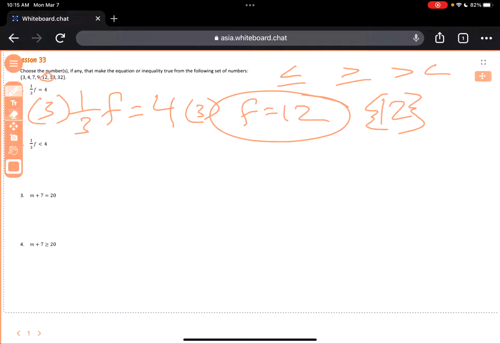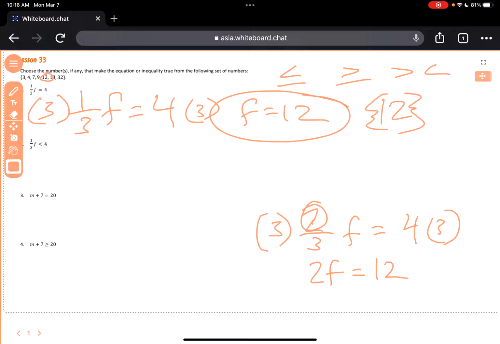Now watch. What if it had been, this is not the problem, but what if it had been 2/3 F equals 4? What would you do? You still want to start out by multiplying by that denominator. So let's multiply by the denominator. Do it to both sides. What's 3 times 2/3? Well, that sits over 3, which is the 2. You're still left with the 2 up there. And that equals 12.